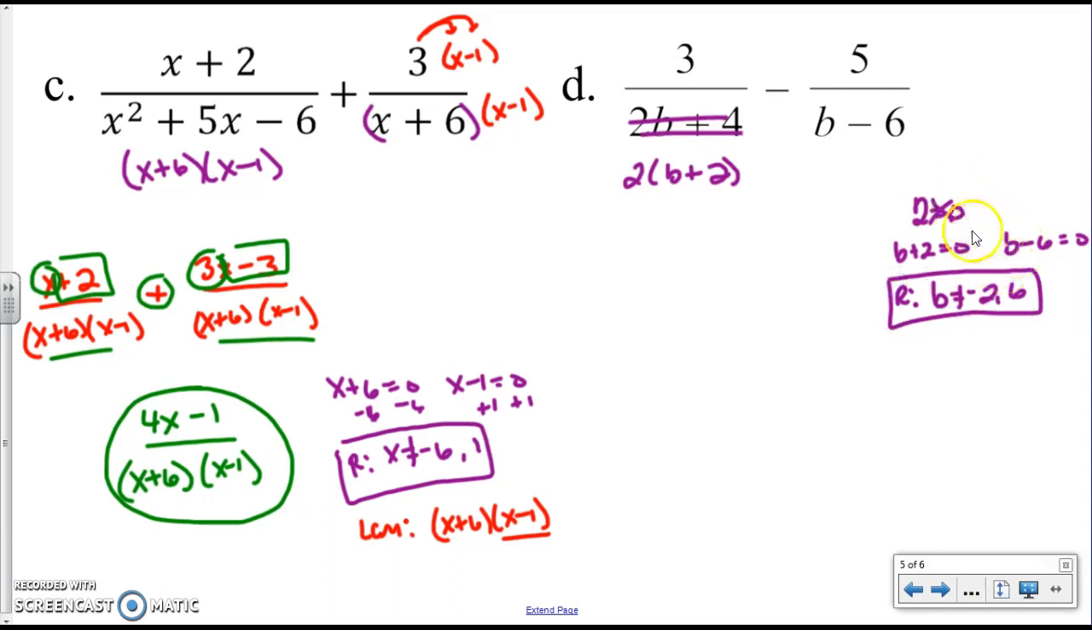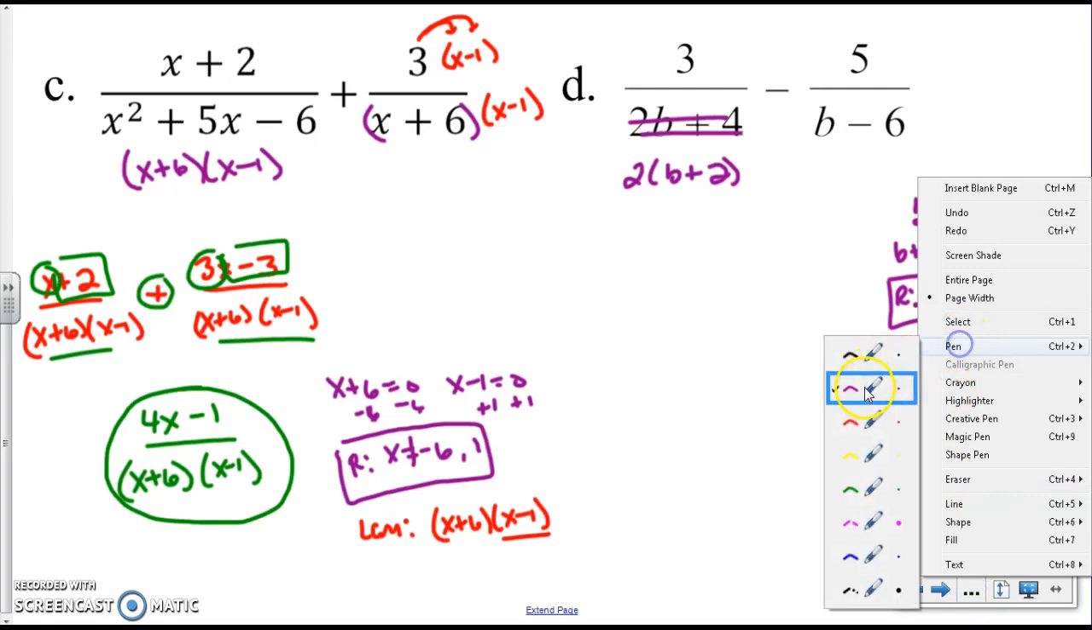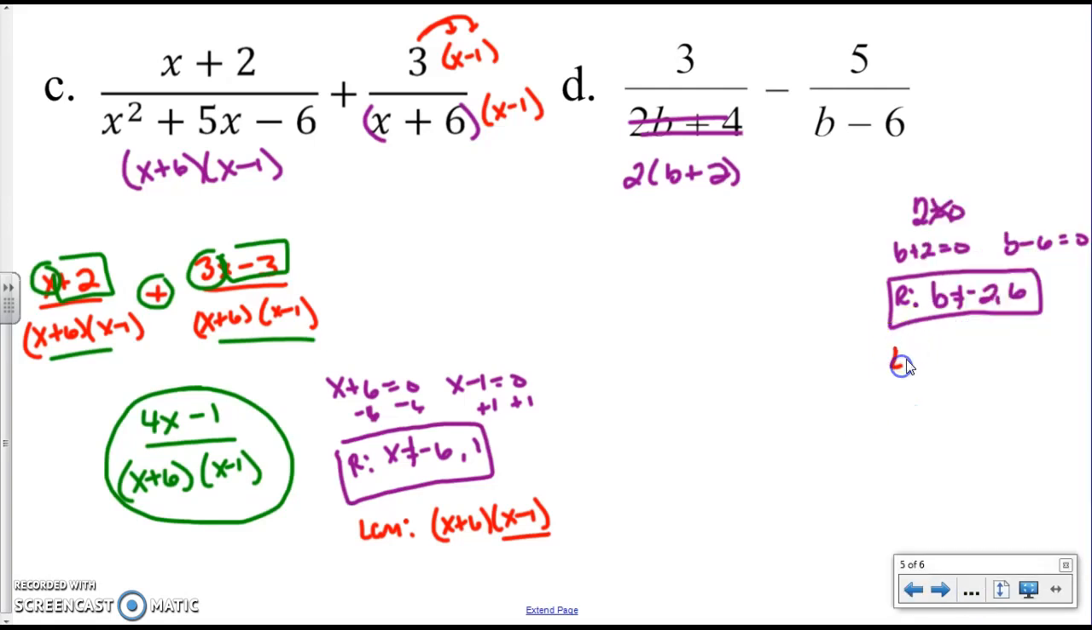Hopefully you're getting to the point where you can do those in your head for the most part. Now for my LCM, I'm going to use the whole first fraction, so I have 2 and b plus 2. And then I'm going to look at the second fraction. The second fraction this time has b minus 6, but I don't have a b minus 6 down there. So I need to add that whole thing there. So this is what I need to have in the bottom of both my fractions.